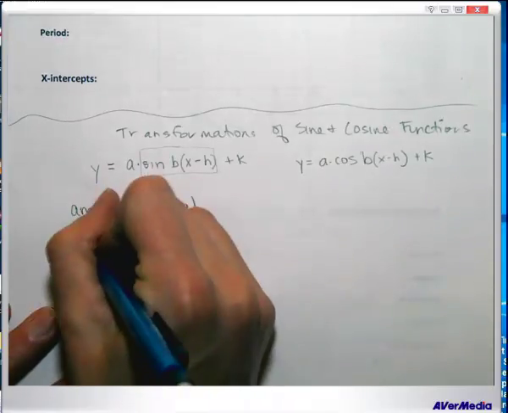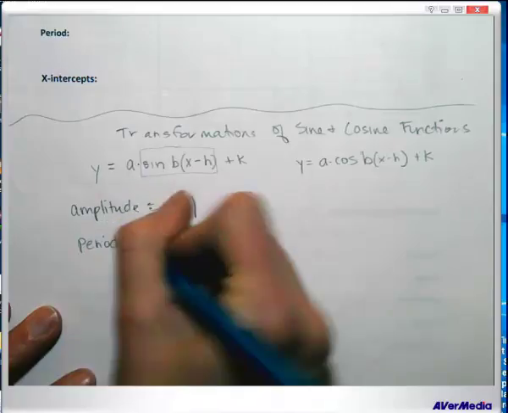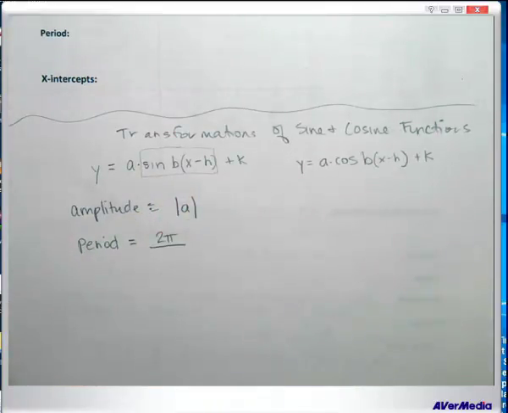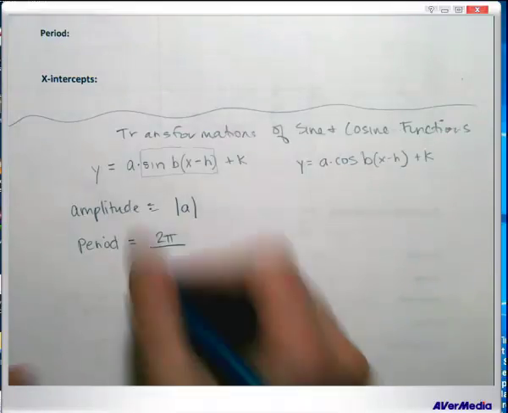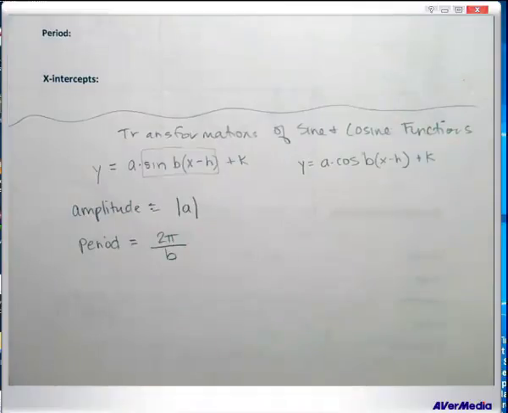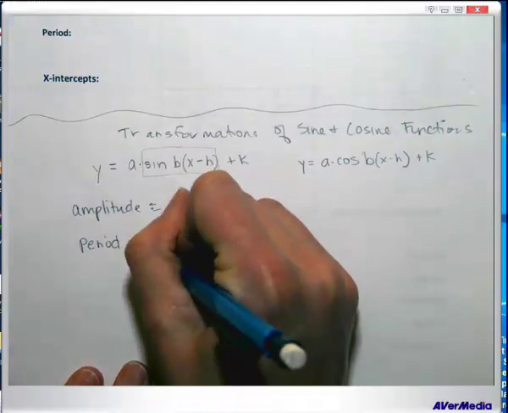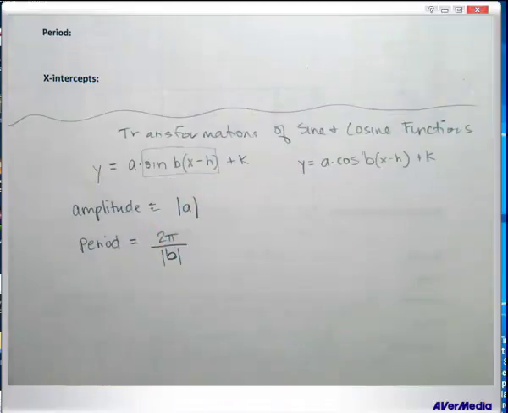The period is usually 2 pi. But if I multiplied by b on the inside, multiplying by b is going to have the effect of dividing my period by b. So the new period will be 2 pi divided by, we should also put absolute values around the b just in case they try to trick us and use a negative. We're dividing by whatever the positive b value is. And that will get us our new period.